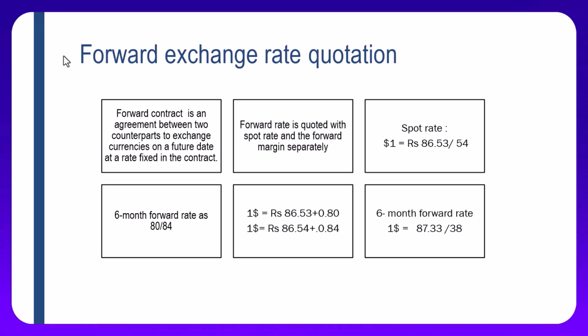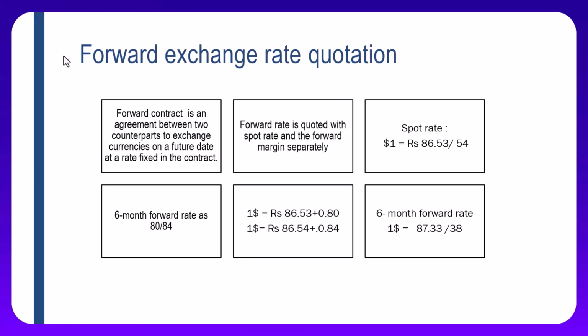a rate fixed in the contract. Forward rate is quoted with the spot rate and the forward margin separately. Spot rate is $1 equals rupees 86.53/54. The 6-month forward rate is 80/84. So $1 equals rupees 86.54 plus 0.80, and $1 equals rupees 86.54 plus 0.84. So the 6-month forward rate would be $1 equals 87.33/38. I'm just going to explain how we have done it.